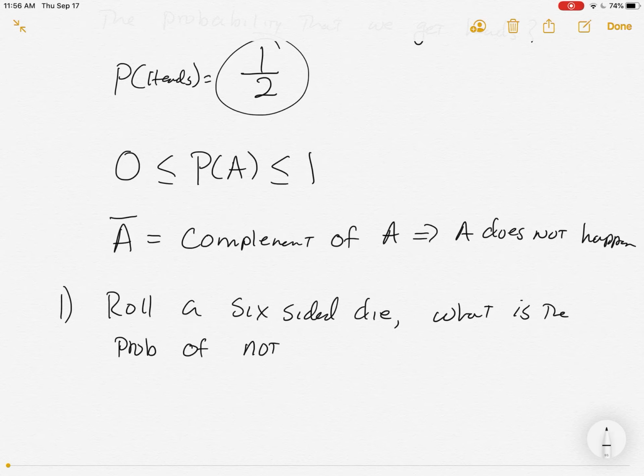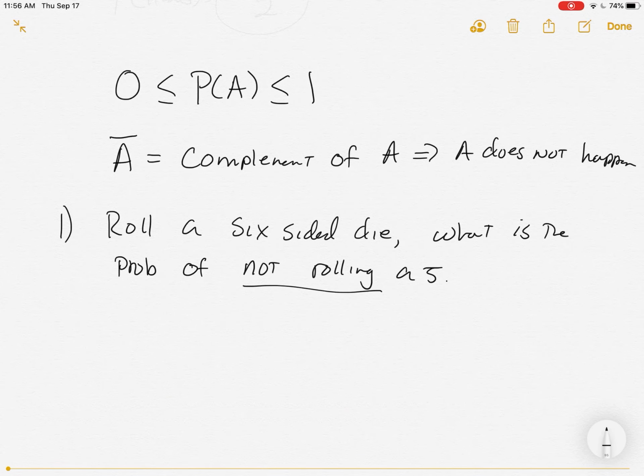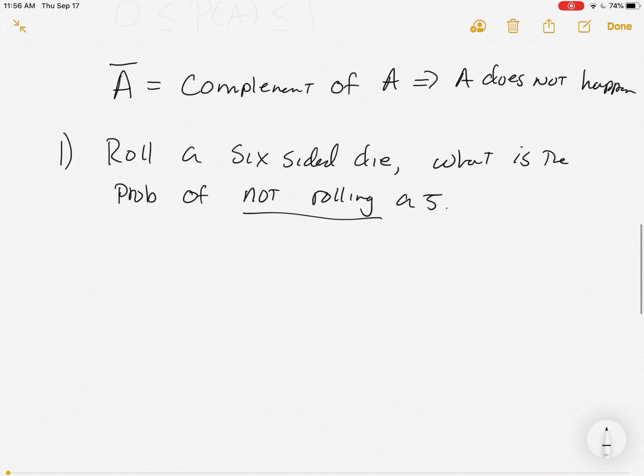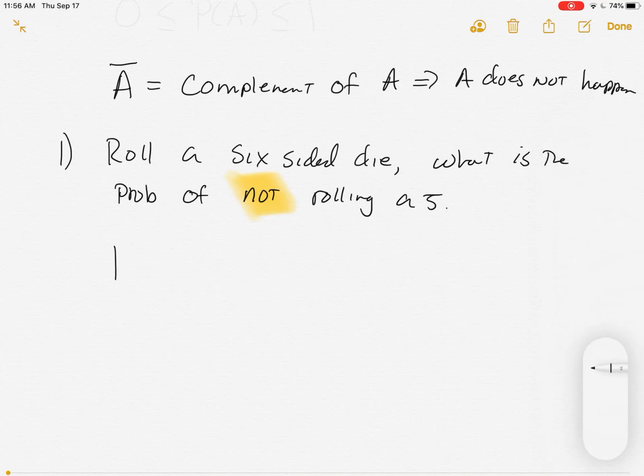Of not rolling a 5. So I'm going to change this, right? I'm going to not roll a 5. Actually, it's just the "not" that I should underline, right? The rolling a 5 was already there. So in this case, I don't want to get a 5. So let's think about that question, right? Not being the most important word in there. So symbolically, this would be the probability of not rolling a 5.